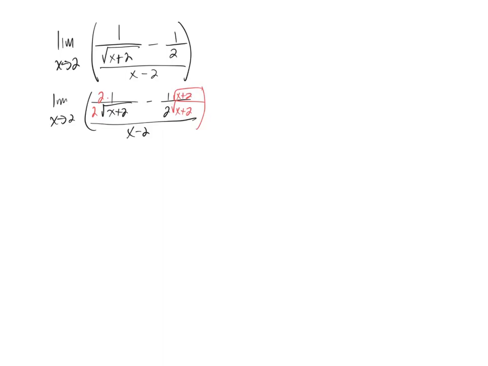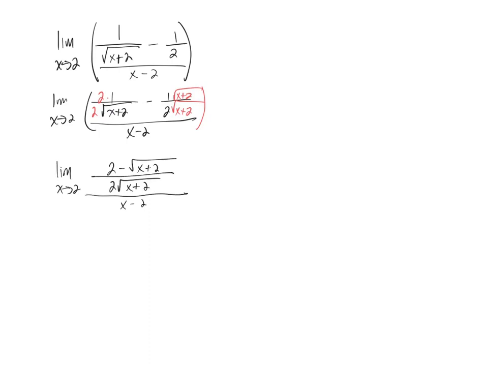So back to our story here, we now have the numerator of our numerator, which is 2 minus root of x plus 2. And that's all over our common denominator of 2 times the root of x plus 2. And that's all over x minus 2.